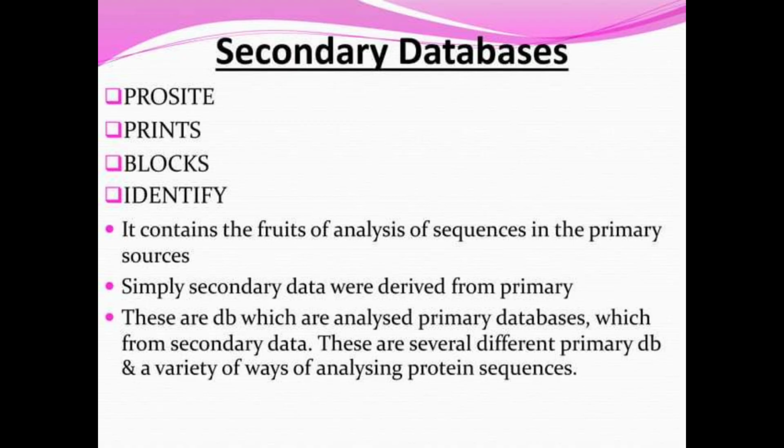Further, we have secondary databases that include PROSITE, PRINTS, BLOCKS and IDENTIFY. They contain the results of analyses of the sequences found in the primary databases. It is a shortcut. Secondary databases are always shortcuts because there is no need to search at a larger level in the huge data available in the primary database.